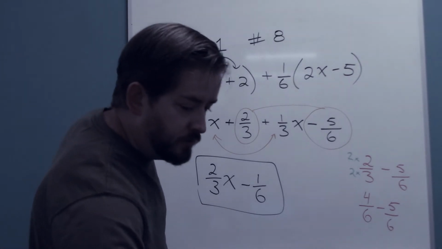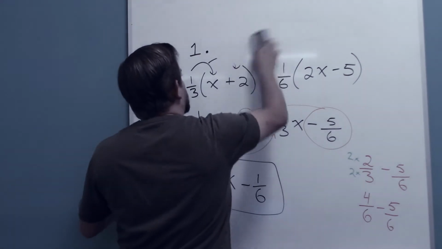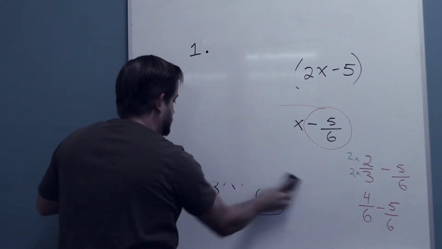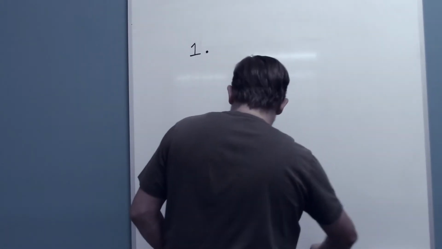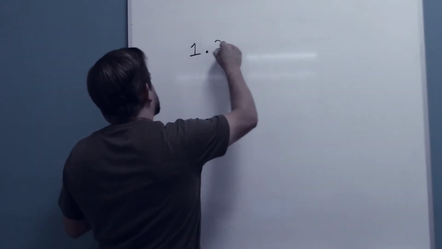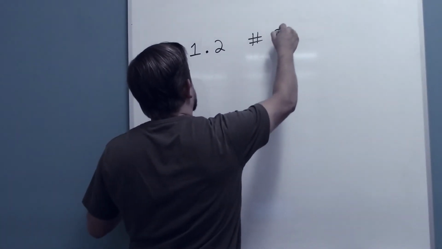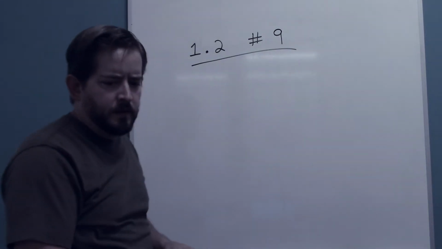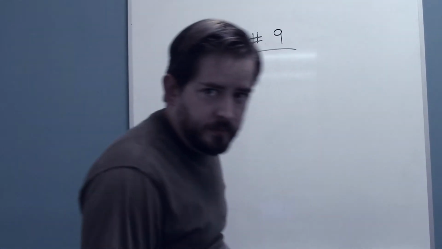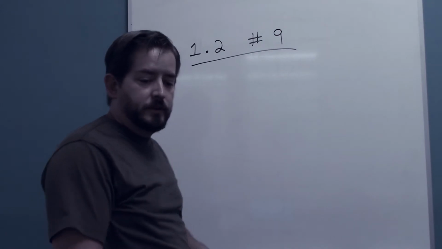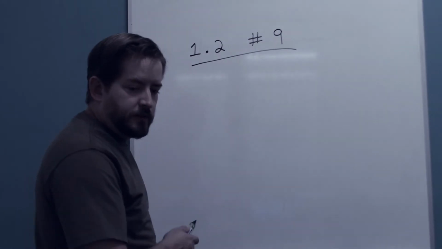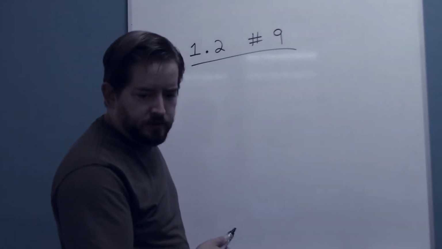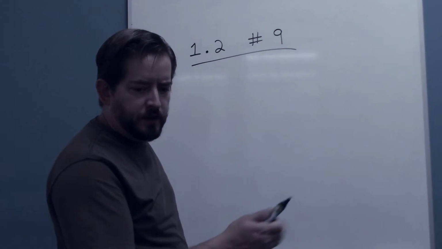Let's look at 1.2, number 9. And that says, solve the equation. Nope, it doesn't. I'm on the wrong problem. Still says solve the equation. Write any fraction using the slash symbol. For example, -5/6 would be -5/6.